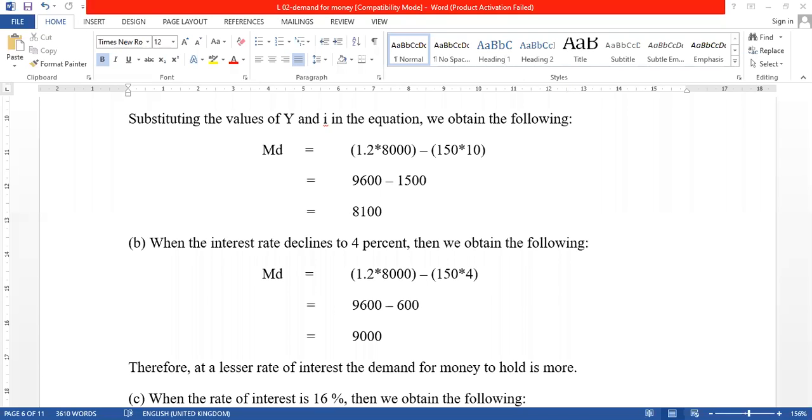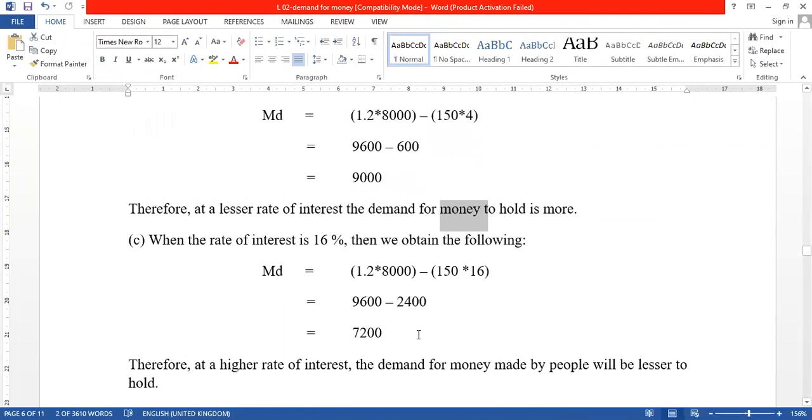Good. And therefore, what that means is that at a lesser rate of interest, the demand to hold money is more. So which means the less the rate of interest, the more the demand for money, right? For transaction purposes.